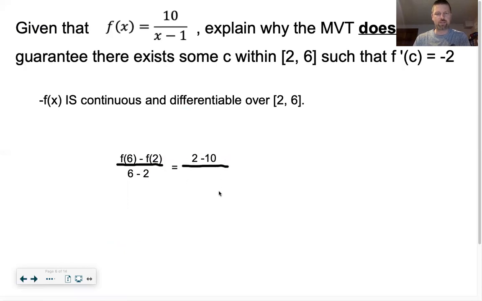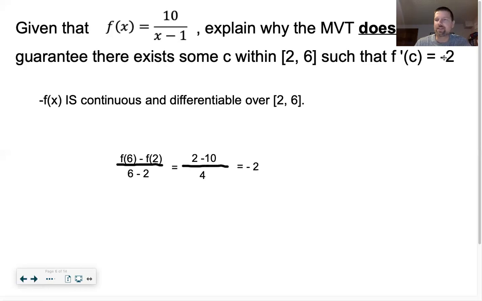Again, that fraction bar is annoying me, but I'm going to deal with it so I don't waste time fixing it. 2 minus 10, that's negative 8. So that's negative 8 over 4, which is indeed equal to negative 2. That part's important because the mean value theorem guarantees that the instantaneous rate of change is equal to that thing.